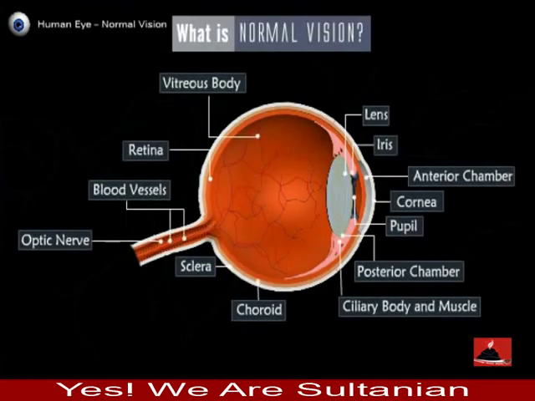What is normal vision? Let's first understand how normal vision occurs. The sequence in which the image is formed is shown here.